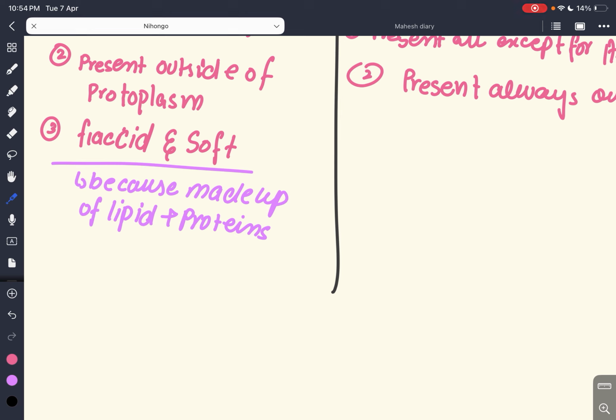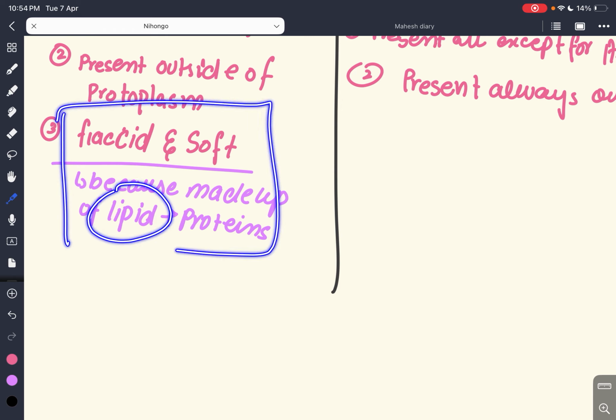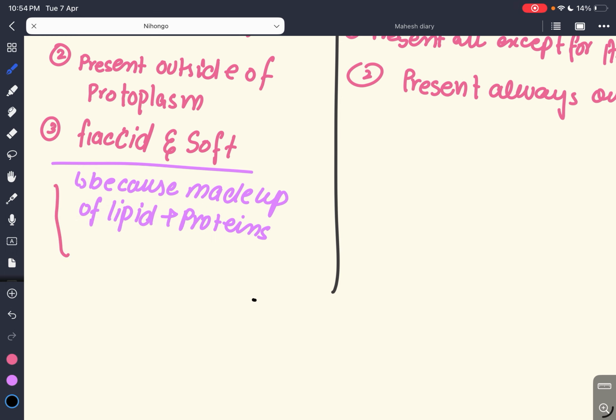Then we were talking about what it is made up of and what its function is. So the characteristic of a cell membrane is that it is flaccid and soft. Why? Because it is made up of lipids and proteins eventually, which makes it flaccid and soft. You might have heard that a cell membrane is also made up of phospholipids, so that's what makes it lipid-like and soft, and that is the reason it is partially permeable as well.